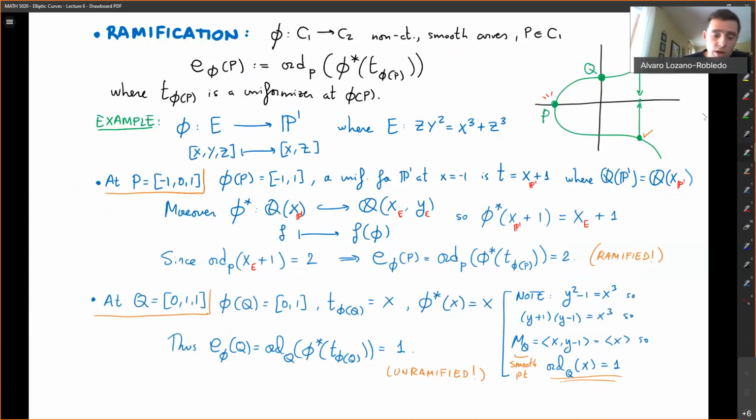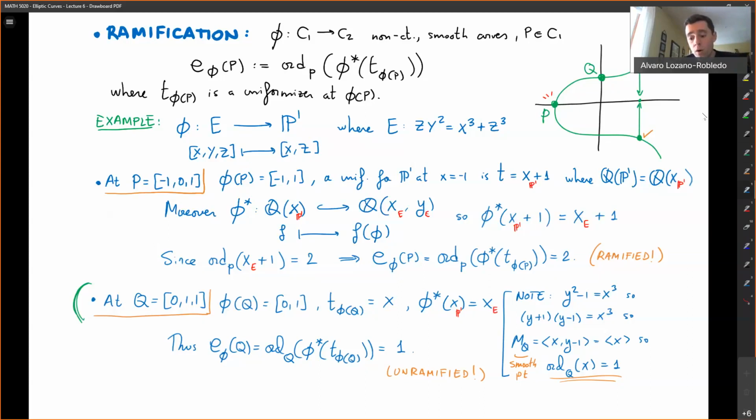At Q, in this part of the example, I do the same thing. So you look at phi of Q. Phi of Q is just the point 0 in P1, so (0, 1) in projective coordinates. Uniformizer is given by x. Then take phi star of x, and see what that is in the composition. In this case, it's just x again. Again, these x's are a little bit different. This is the x coordinate in P1. This is the x coordinate in E, so you have to keep track of that.